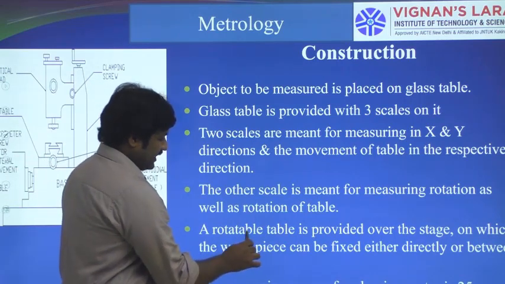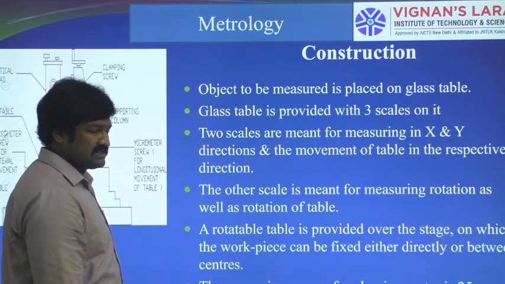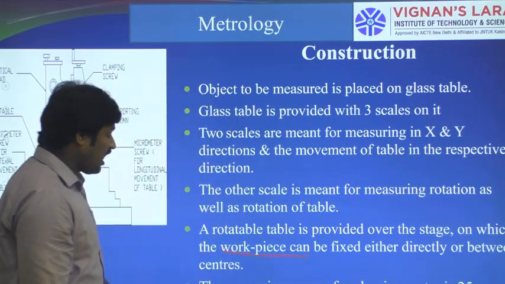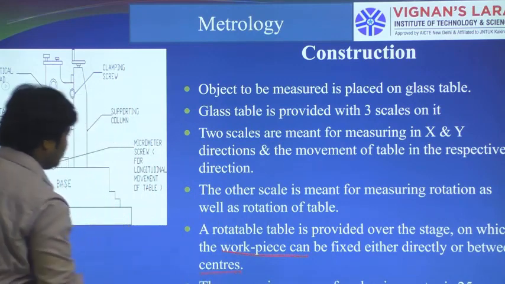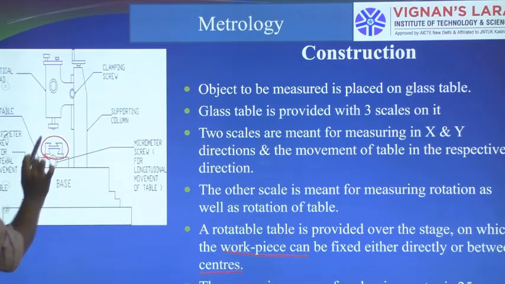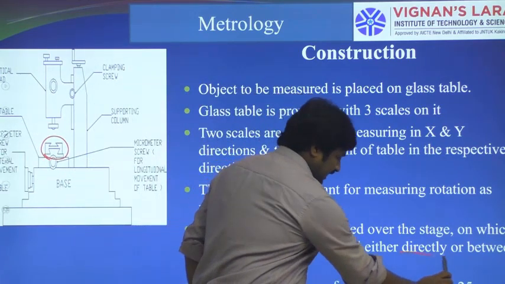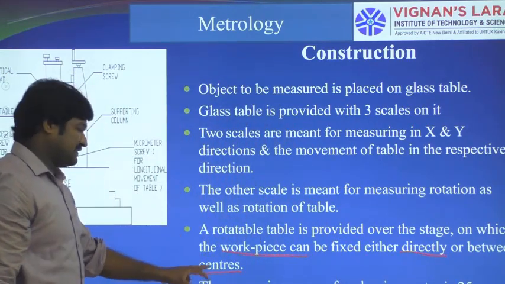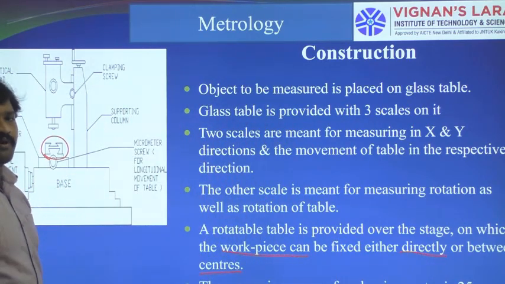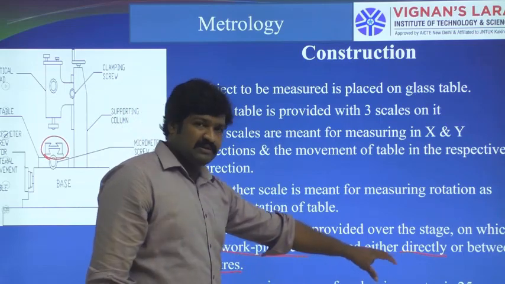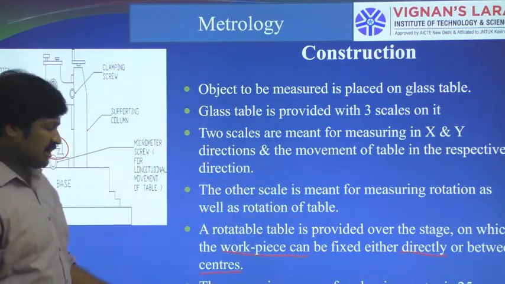A rotatable table is provided over the stage on which the workpiece can be fixed either directly or between centers. Depending upon the profile of the component, we can use any type of work holding devices. It means we can directly connect the component or hold it by means of centers. If the component is conical or cylindrical, then we need to use this type of centers. If it is a regular component, by means of regular vices, we can directly hold the component.